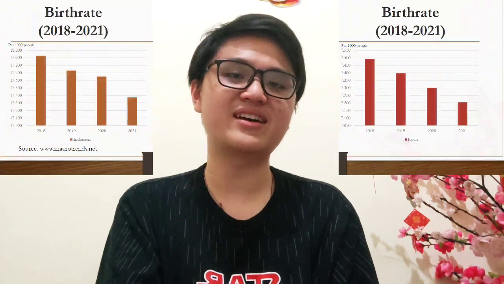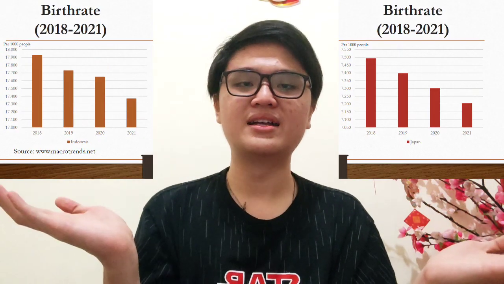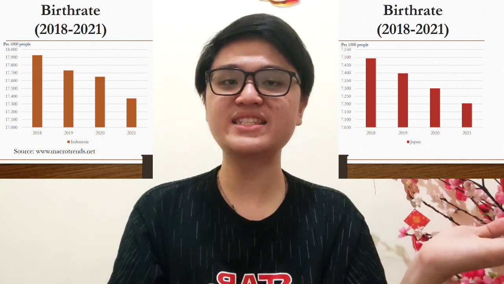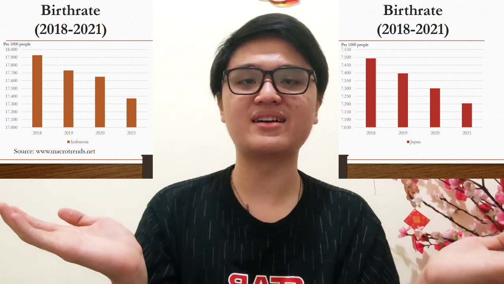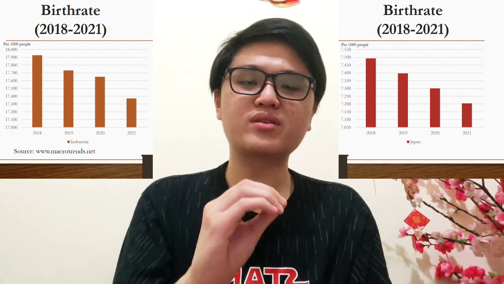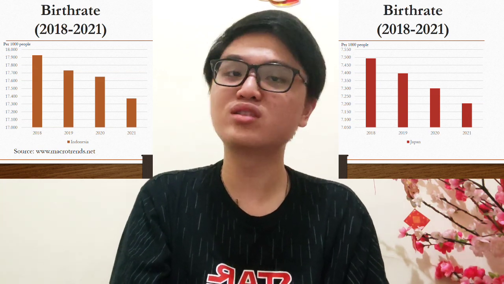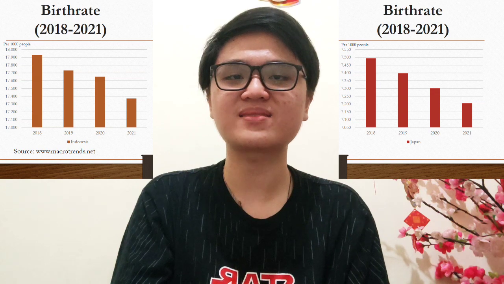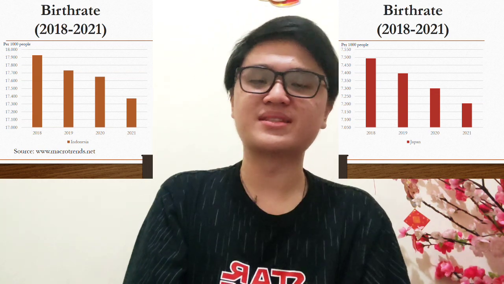Now, in this slide, you can see that there are two bar graphs. The red bar graph represents Japan and the orange bar graph represents Indonesia. This bar graph visualizes the birth rate per 1,000 people from 2018 until 2021. Let's take a look at Indonesia first.